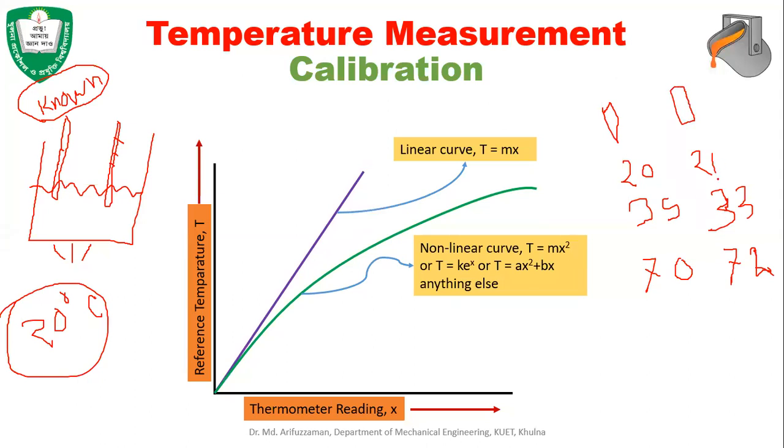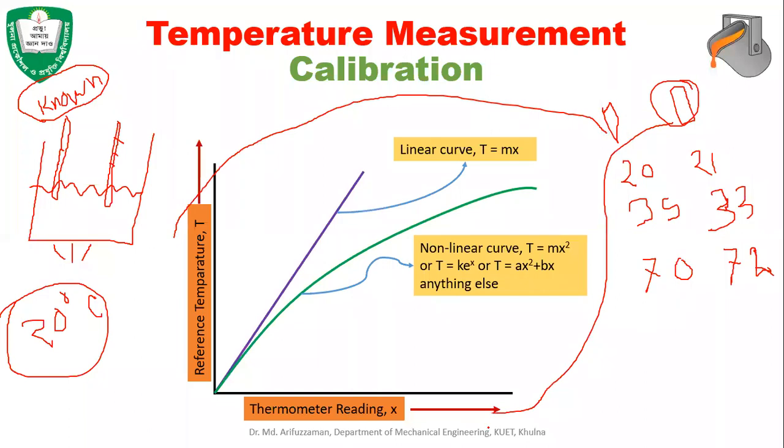If you want to measure unknown temperatures using this thermometer, then you need to calibrate it to make use of these results. That is why the reference temperature, that means this thermometer, will be on the vertical axis, and the thermometer that we want to calibrate will be on the horizontal axis. Then if we plot those points, the reference temperature is 20 and that one is 21, we will get a point, and then another point, and another point.